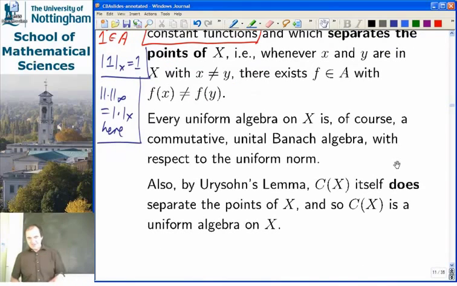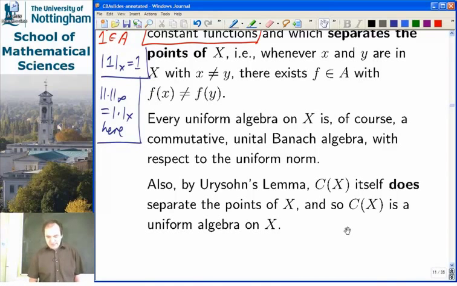And of course, C of x itself does separate the points of your compact Hausdorff space, because that's a rather easy deduction from Urysohn's lemma. You can always find enough continuous functions to separate closed sets from each other, and points are closed sets in a compact Hausdorff space. So you can separate points from each other using Urysohn's lemma, or an easy special case of it.